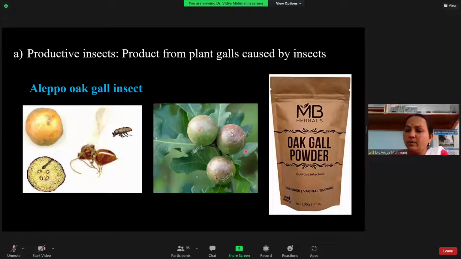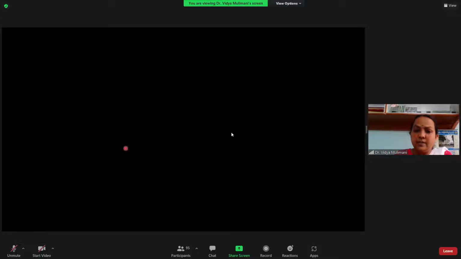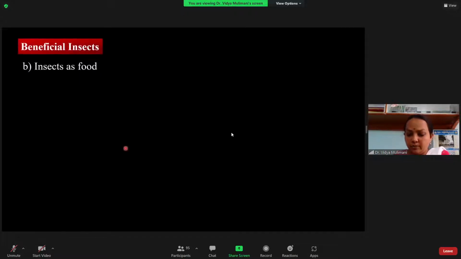So when you cut open this gall, you can see the eggs, the larva, the pupa. All the life stages will be completed within this gall. Okay, so this gall has a medicinal value. So this is what you get in the market, and it is also very much commercially exploited. I will just tell you where it is exploited. So here you can see.